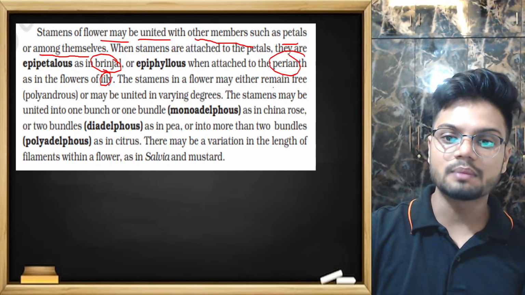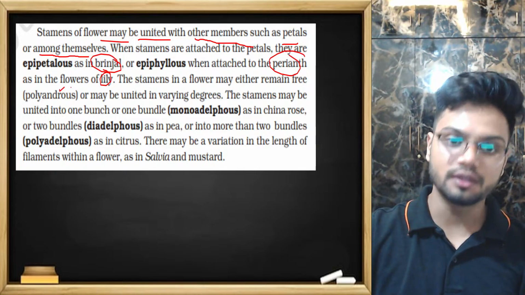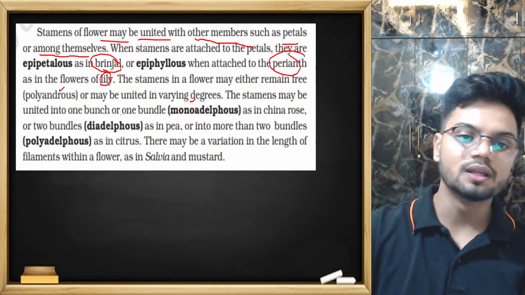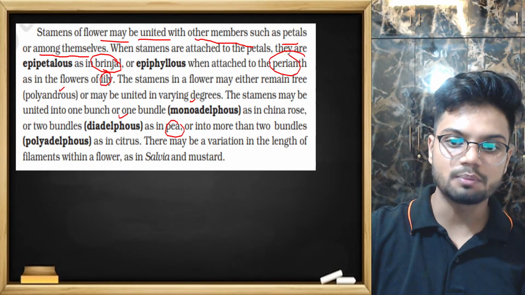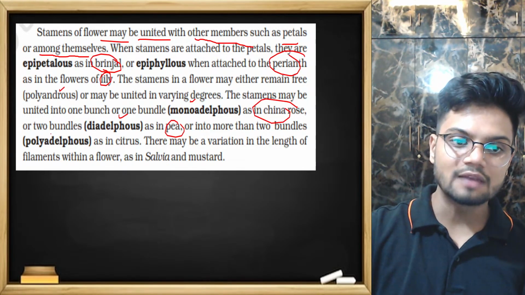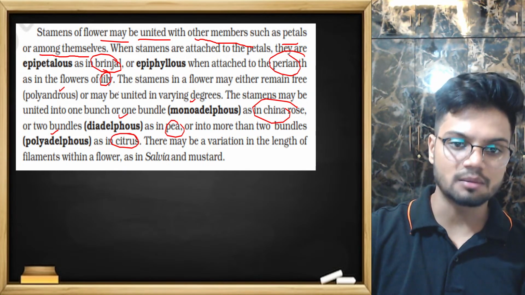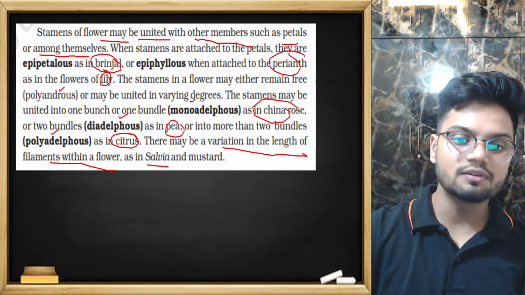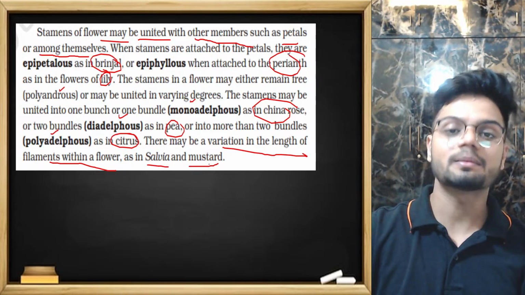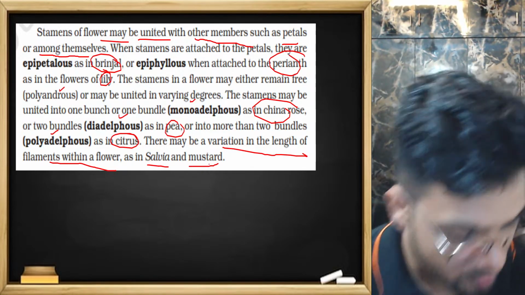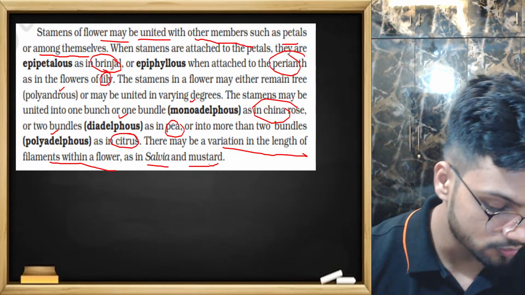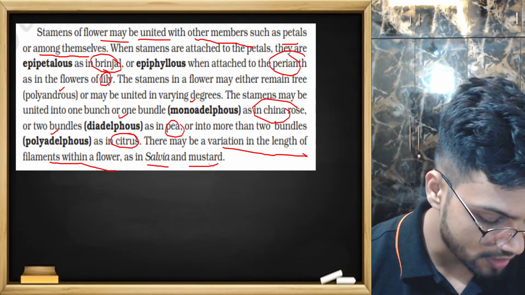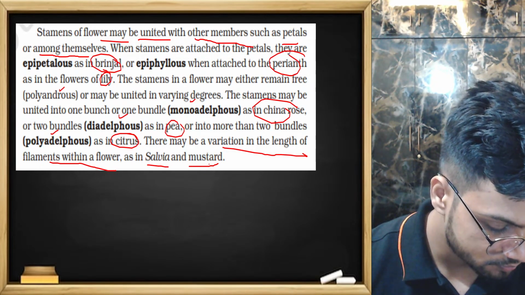The stamens in the flower may either remain free, that is polyandrous. If they are fused together, it is called monoadelphous in one bundle, diadelphous in two bundles. Example is pea plant, here China rose. Polyadelphous is many bundles, citrus is the example. There may be variation in the length of the filaments within the flower, salvia didynamous, mustard tetradynamous condition. Understood all of you? Understood? Yes or no? Tell me. Let me get the chat.